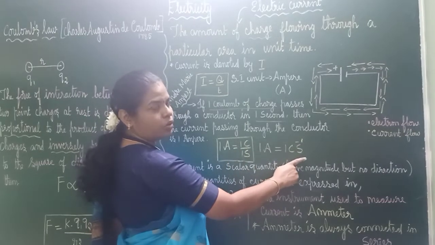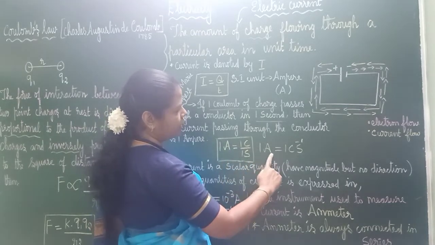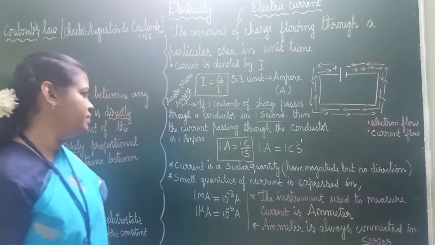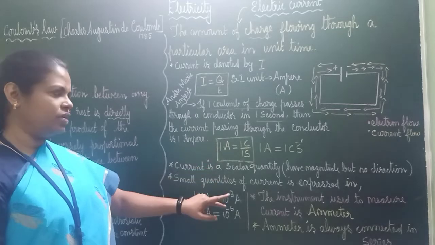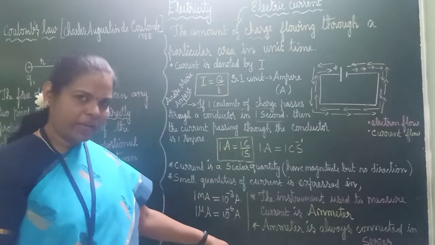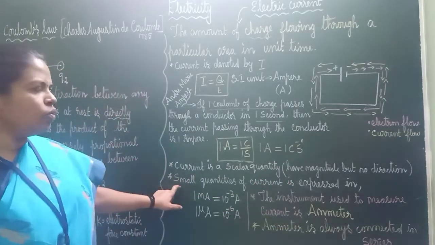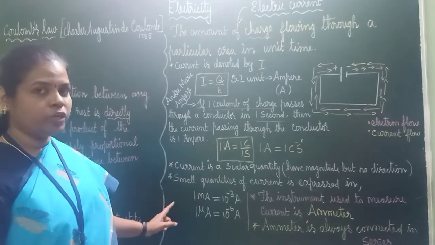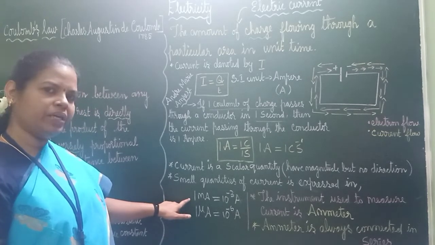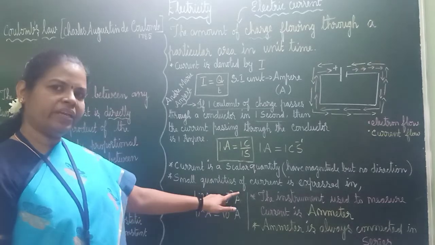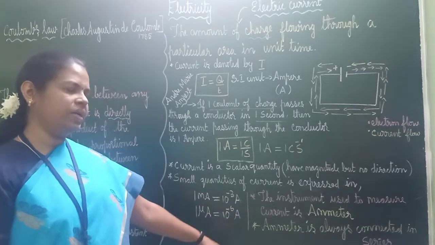Like this you know how to write 1 coulomb by 1 second. Instead of that, you can also write it as 1 ampere is equal to 1 coulomb per second. Current is a scalar quantity. You know the difference between scalar quantity and vector quantity. Scalar quantities have magnitude but no direction, but vector quantities have both magnitude and direction. Small quantities of current are expressed, like I told you for coulomb, in millicoulomb and microcoulomb, same like that. Here milliampere means 10 power minus 3, and microampere is 10 power minus 6 amps.